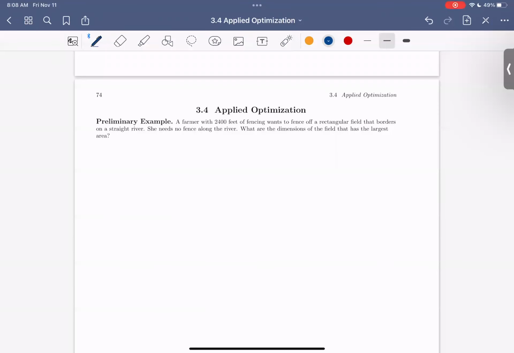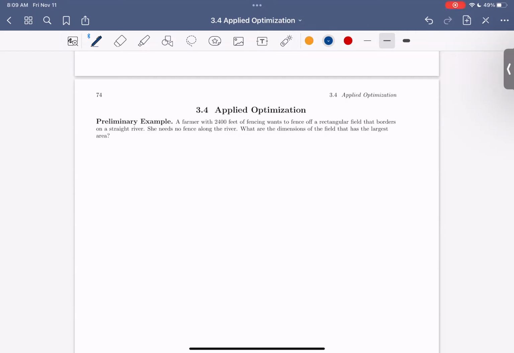Hello, everyone. In this video, we're going to look at the preliminary example in section 3.4 on applied optimization. In section 3.3, the one we were just looking at, we saw how important global optimization is, meaning finding a global or absolute maximum or minimum. And we see that this is important because there are a lot of situations in which we want to find an optimal or maximum or minimum value.